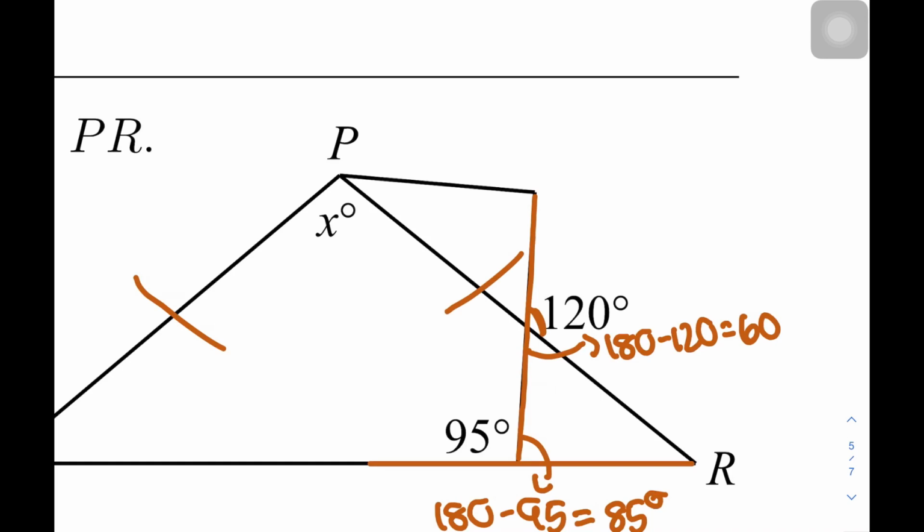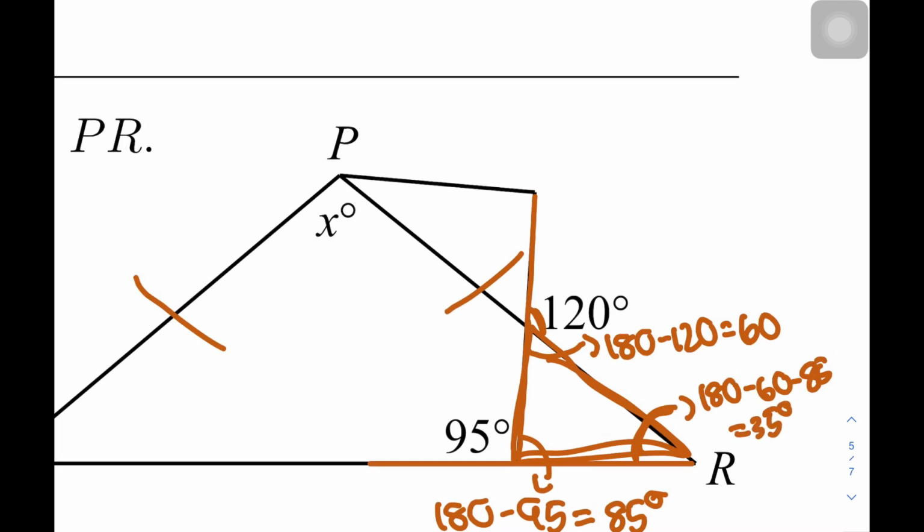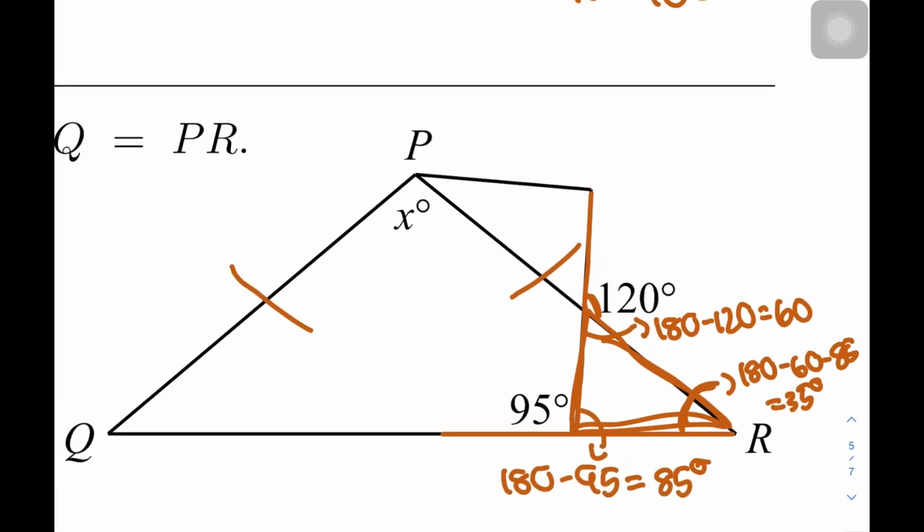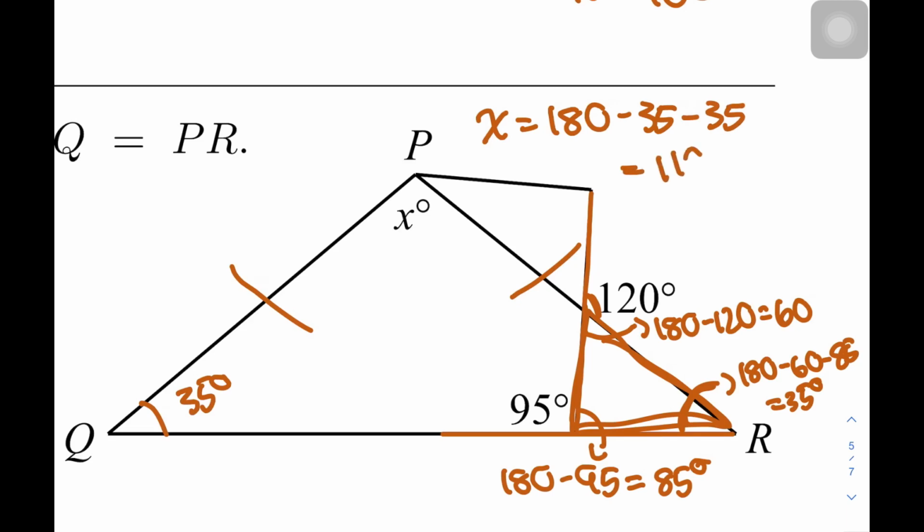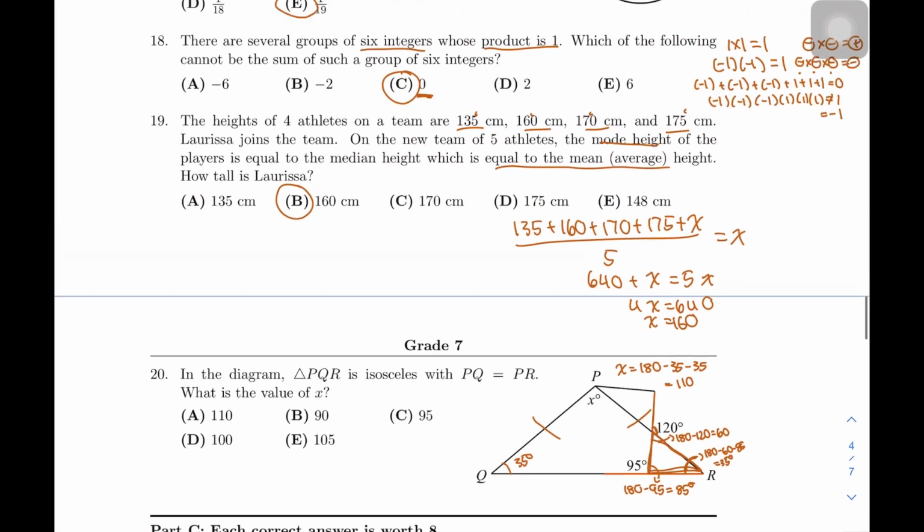And because you know that the sum of all the angles in a triangle is 180, we're going to use this triangle. We know that this angle is 180 minus 60 minus 85, which gives me 35 degrees. And because PQR is an isosceles triangle, this angle is also 35 degrees. So x would equal 180 minus 35 minus 35, which gives me 110.